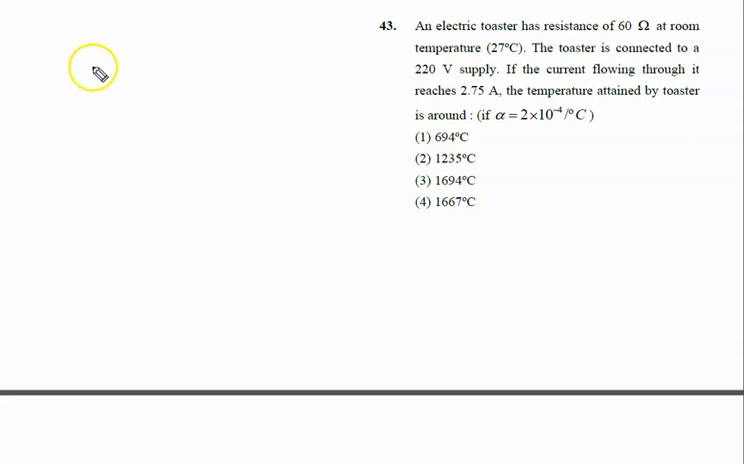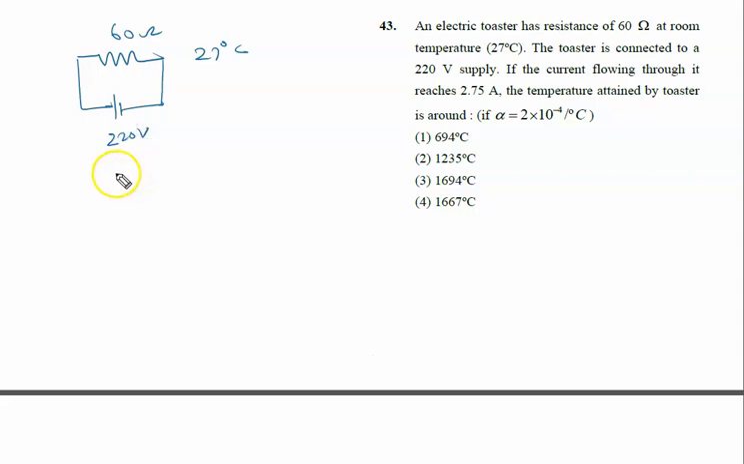An electric toaster has a resistance of 60 ohm at room temperature, 27 degrees Celsius. The toaster is connected to a 220 volt supply.